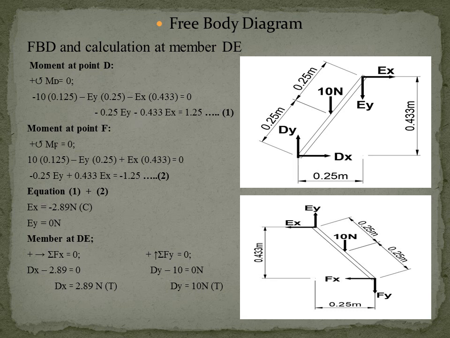For members DE and EF, each pin has two forces, that is a vertical force and a horizontal force. We assume that those forces are in tension. Therefore, we need to do the calculation to determine whether our assumptions are correct or not. From the calculation, we notice that Ex is in compression with 2.89 Newton, while Ey is 0 Newton. Dx is 2.89 Newton in tension, while Dy is 10 Newton in tension.